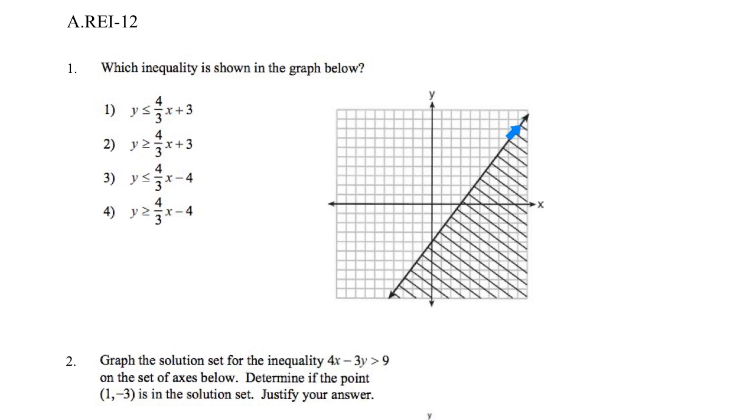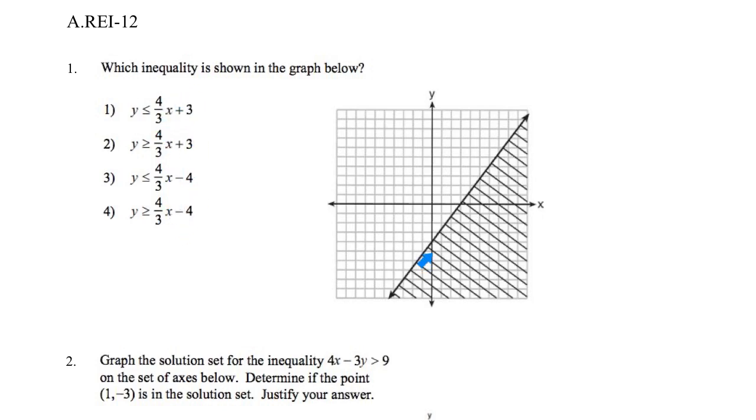that all of them have the equal to sign because we have a solid line, but some of them are less than and some of them are greater than. So we're going to have to pay attention to our shading here to decide which of these. I also want you to notice that they all have the same slope, so we don't need to worry about that, but we do need to worry about the y-intercept.